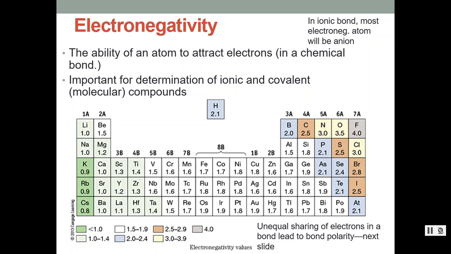And it's really, as it says here, important to determine ionic and covalent molecular compounds. So what I have here on the screen is an electronegativity table with quantitative values that speak to how much an atom wants to hog electrons in either an ionic or covalent bond. The bigger the number, the more electronegative the atom. So you see that fluorine is the most electronegative atom. And you see that there's a general trend of increasing electronegativity going from left to right and bottom to top.